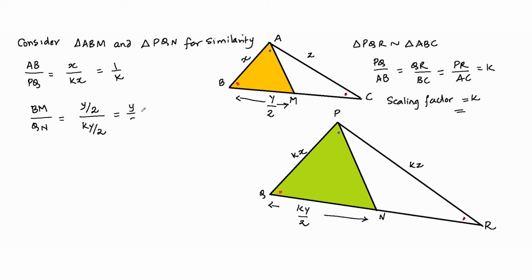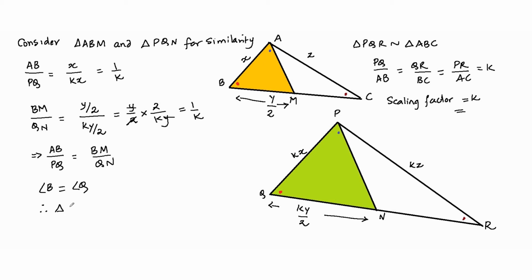So that is y by 2 into 2 upon ky. Now 2 cancels and y cancels, so this also is 1 by k. So this implies AB by PQ is equal to BM by QN. What I mean to say is the ratio of these two sides are equal, and we also know that angle B is equal to angle Q because the original triangles are similar.